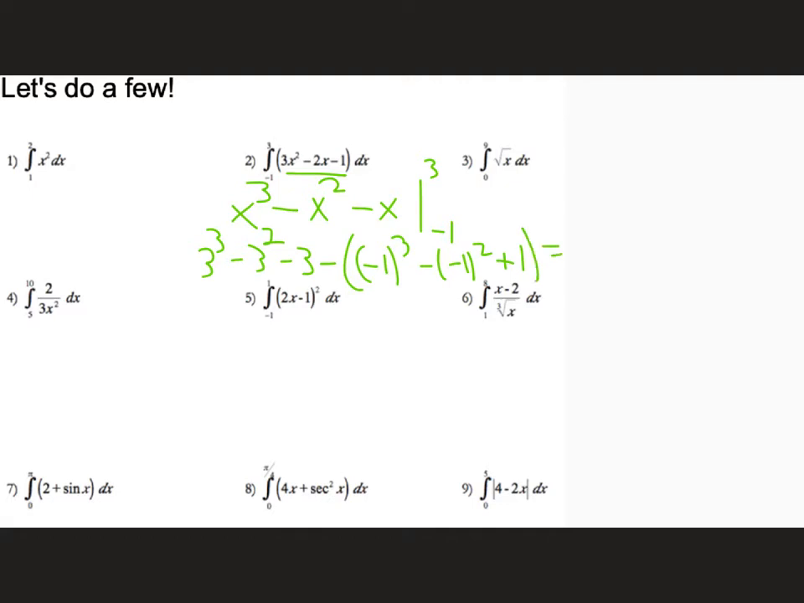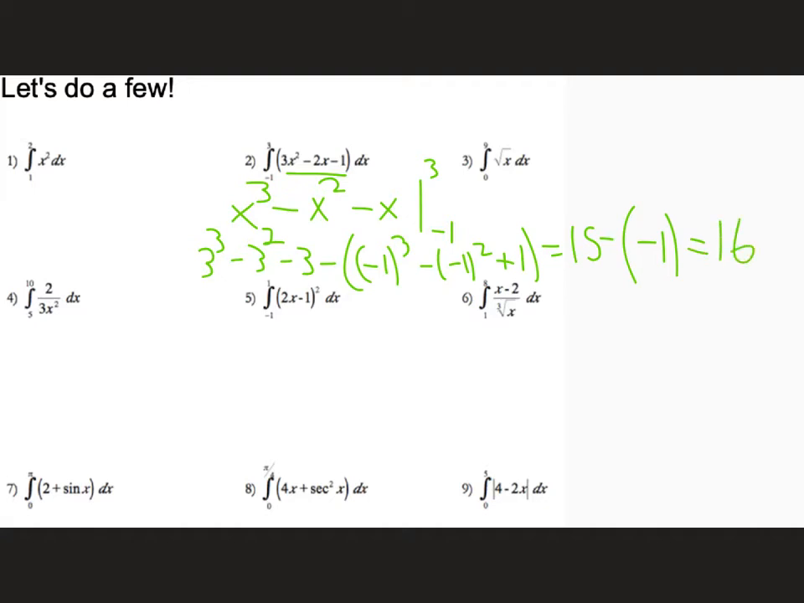So when we do that, that's 27 minus 9 minus 3, which is 15, minus negative 1 minus 1 plus 1, so negative 1, so minus negative 1, which is 16.